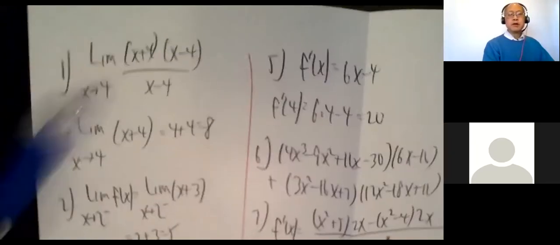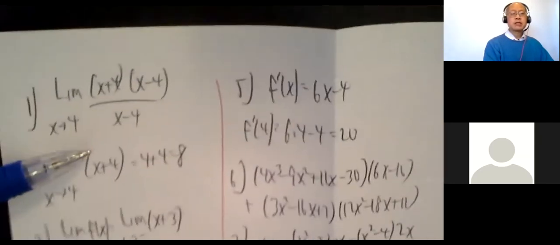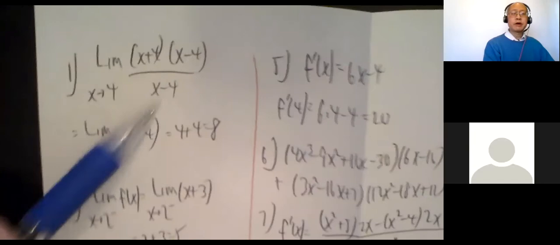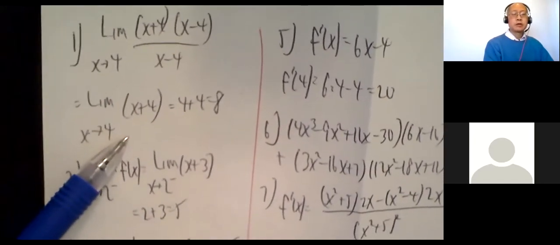Okay, number 1, factor, limit as x approaches 4 of (x plus 4)(x minus 4) divided by (x minus 4). Cancel out the x minus 4s. Then plug in 4, 4 plus 4 is 8.